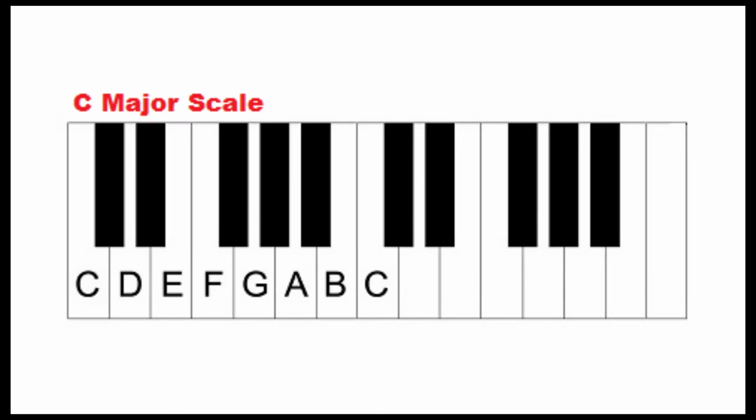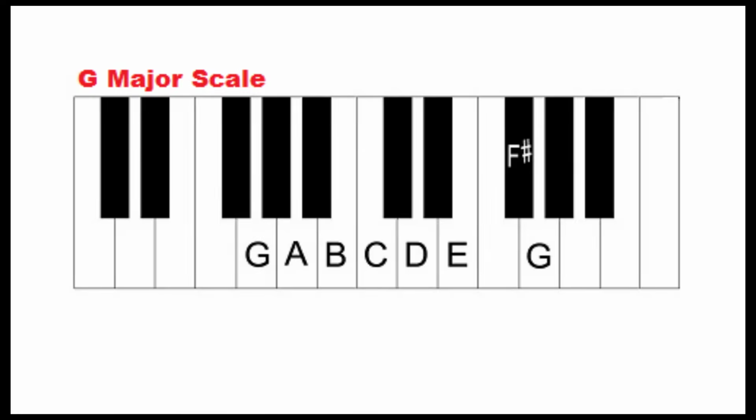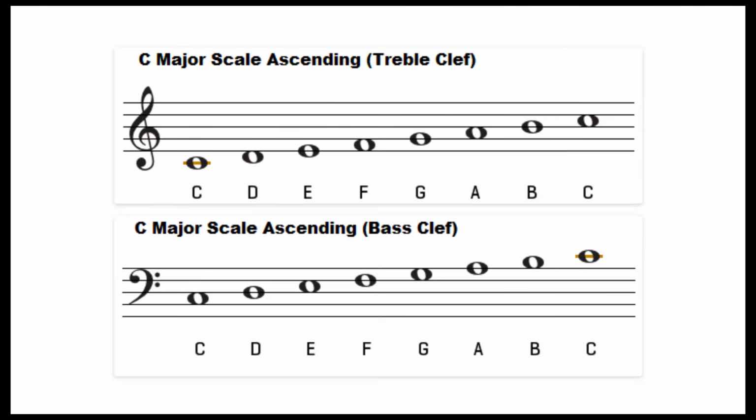On piano, the C major scale consists of white keys only. When you understand the C major scale, it's easier to understand the other major scales, like the F major scale, G major scale, and so on. Here's the C major scale.